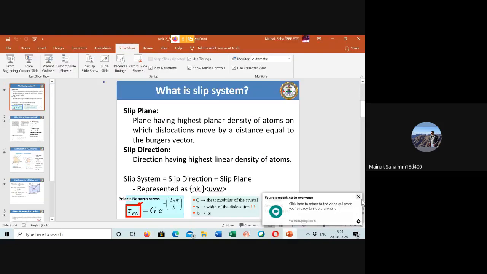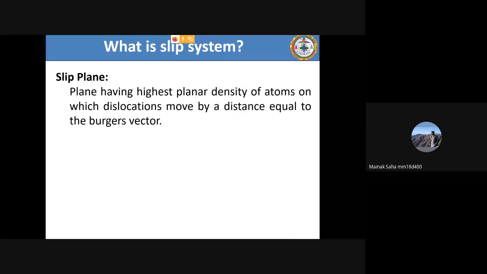Okay, so now I know your views. You have some partial idea about the slip system, so I will tell you. So it's a slip plane. In a crystalline material, a slip plane is nothing but an atomic plane which has the highest planar density of atoms, through which the dislocations can move by a distance equal to the Burgers vector.